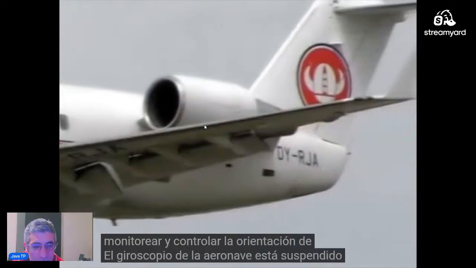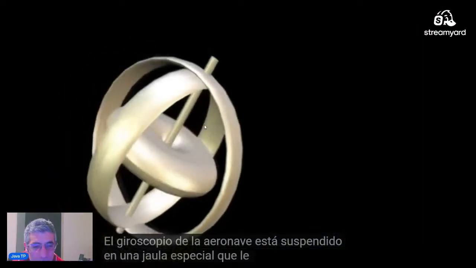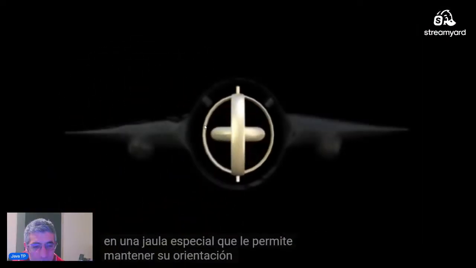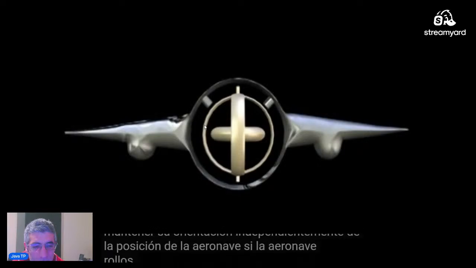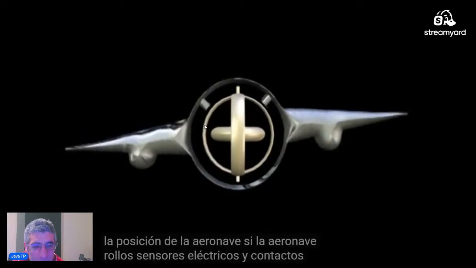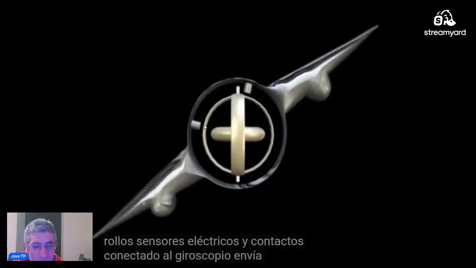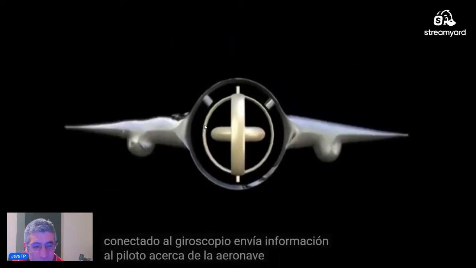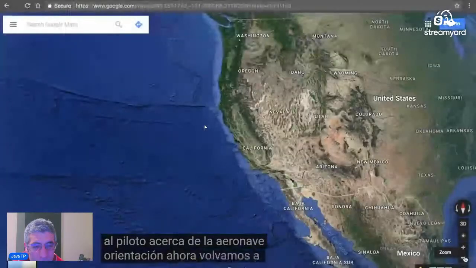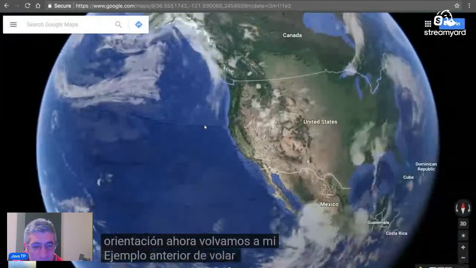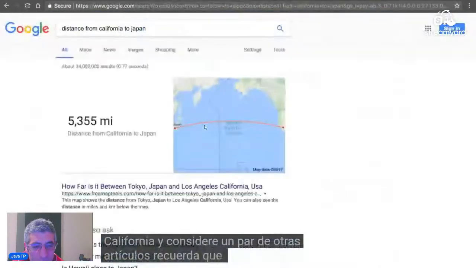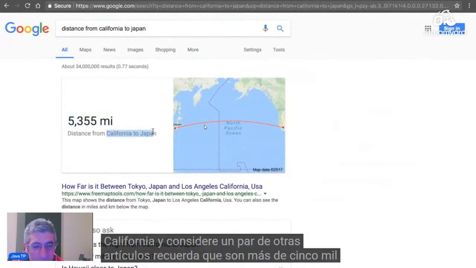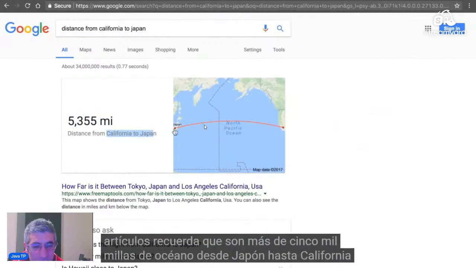The gyroscope is suspended in a special cage that allows it to maintain its orientation independent of the aircraft's position. If the aircraft rolls, electric sensors and contacts connected to the gyro send information to the pilot about the aircraft's orientation. Now let's go back to my previous example of flying from Japan to California and consider a couple other items. Remember, it's over 5,000 miles of ocean from Japan to California.